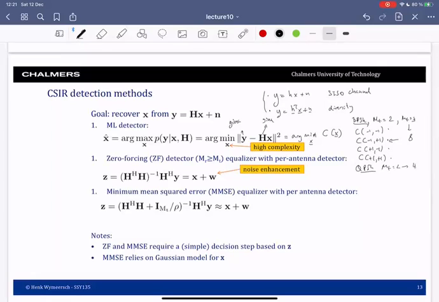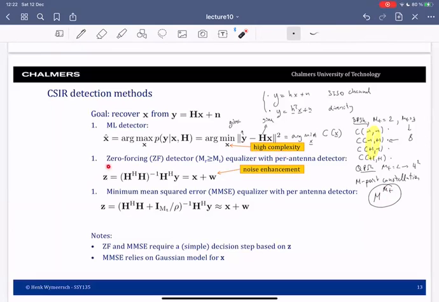It will be 4 to the power 2. And in general, if you have an M-point constellation, the number of x's, so the number of times you need to evaluate this cost function, will be M, the size of the constellation, to the power of the number of transmit antennas. And this is a number that grows very, very quickly.